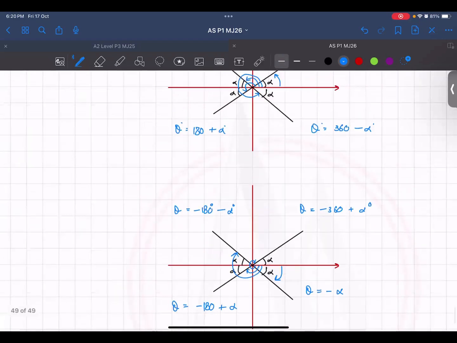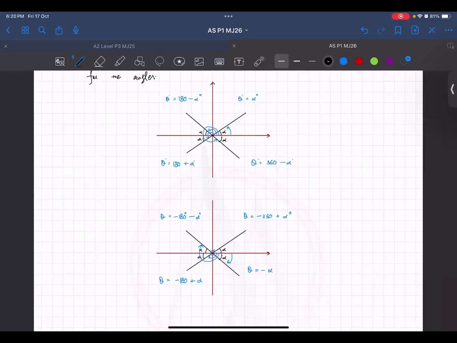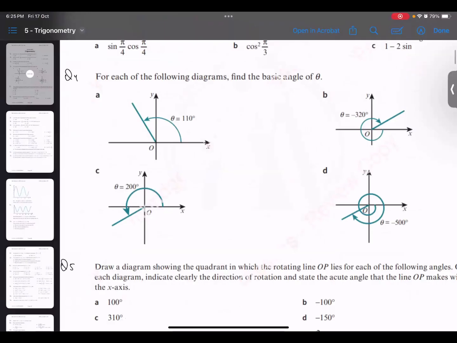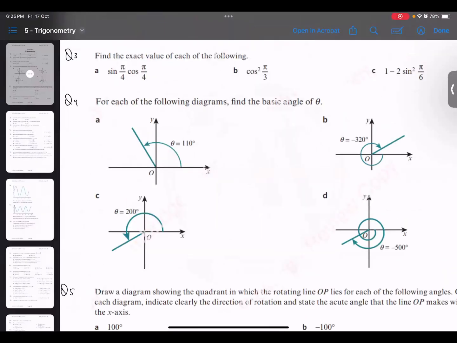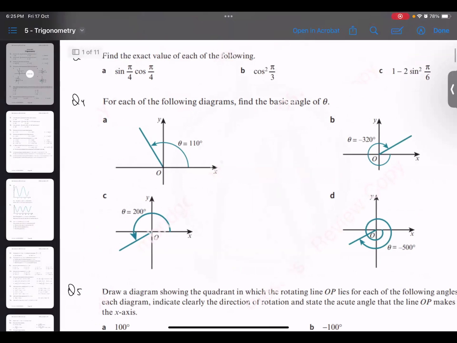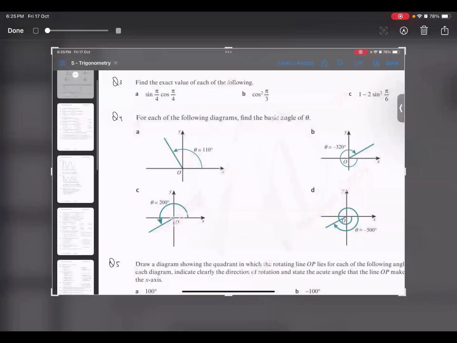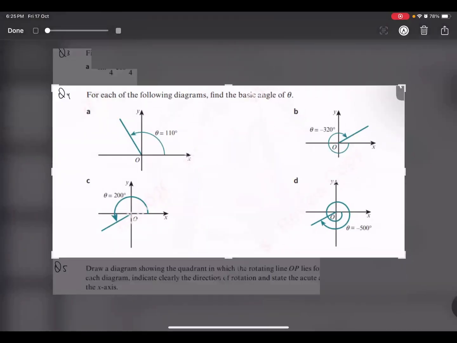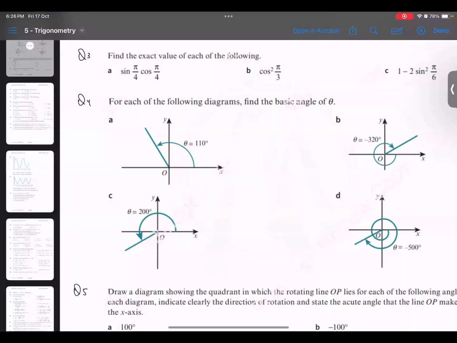Any questions? Otherwise, copy this down. This is the essence of the complete topic: being able to understand how to find theta using alpha or alpha using theta. The alpha is known as the basic angle.